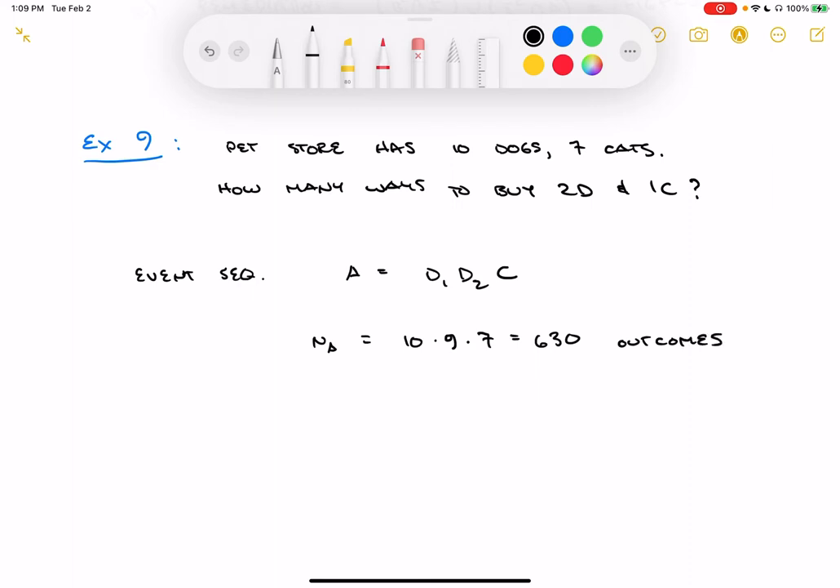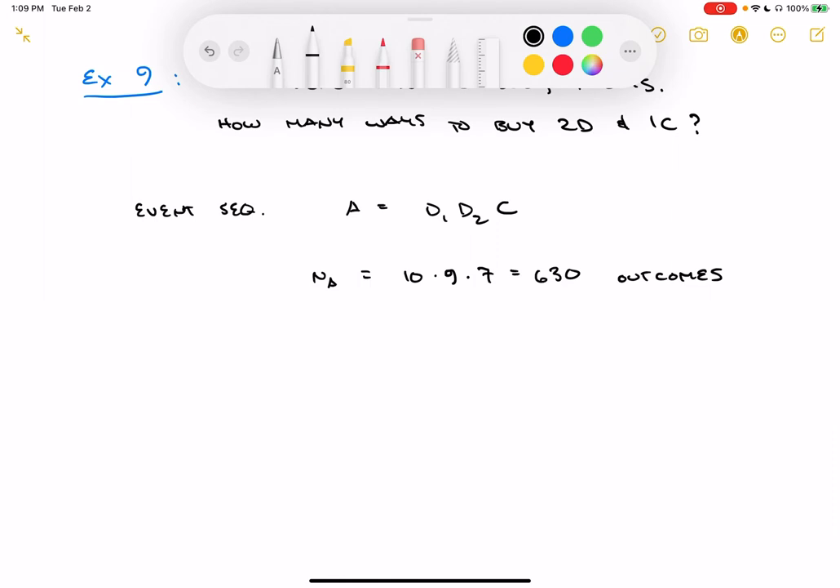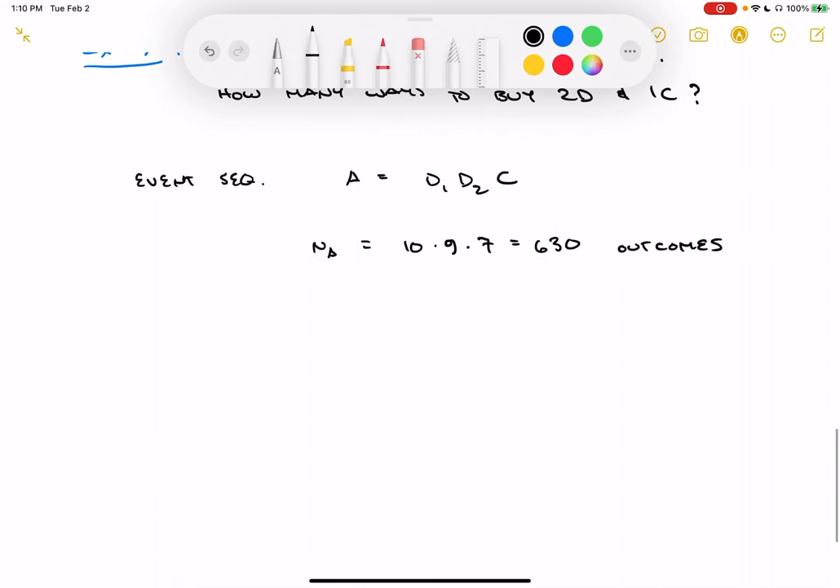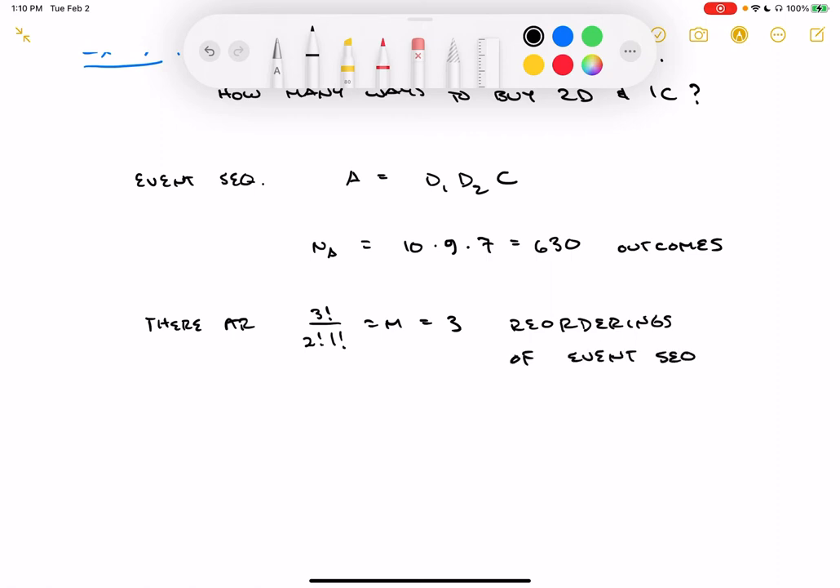Now, we also know that not every group of people that comes into the store is going to start with a dog and then another dog and a cat, where the final sales were 2 dogs and 1 cat. It could be a dog, cat, dog, or it could be a cat, dog, dog. So we know that there are different ways that the cat could have been ordered in there. And the person who's buying that cat absolutely cares about that sort of thing. So I would say in this case that there are 3 factorial over 2 factorial, 1 factorial. That multinomial coefficient is one way to think about that, being equal to 3 reorderings. There are that many reorderings of our event sequence A.